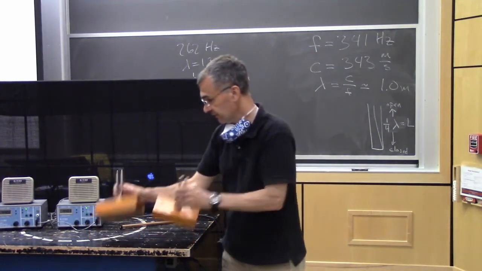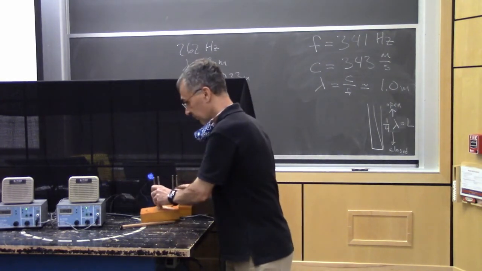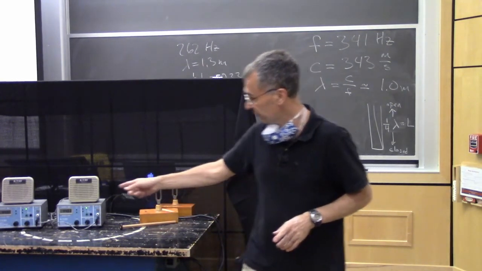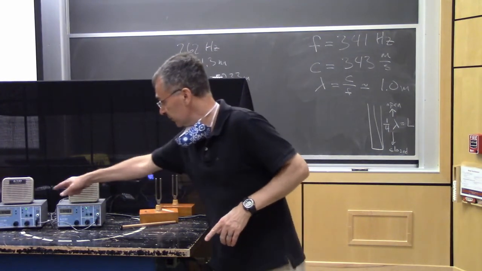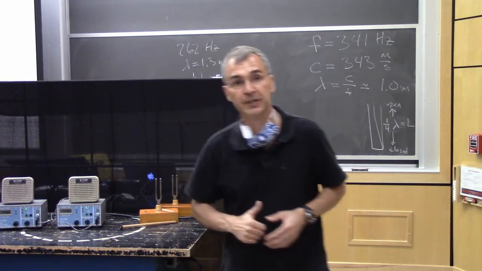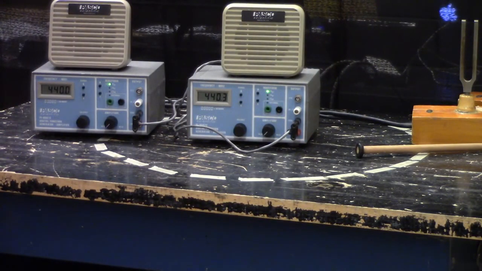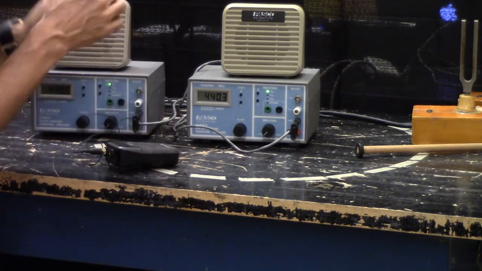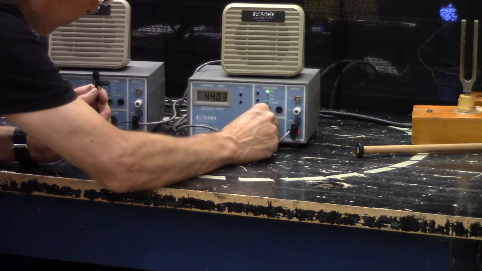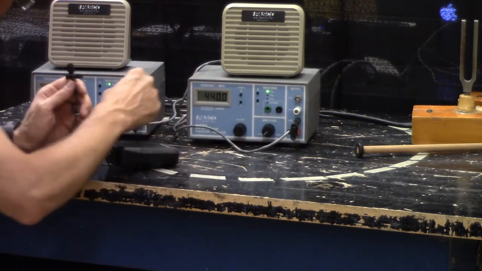Now, this is kind of nice because it's just a mechanical device, low tech. But I set up the same thing with two function generators, each one connected to a speaker, and I'm going to zoom in the video camera on it. I'll put the microphone over here somewhere, and this is 440 hertz, 440 hertz.